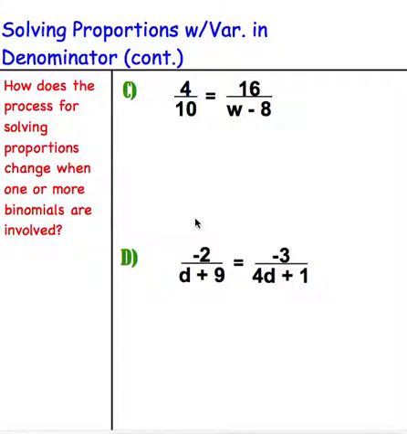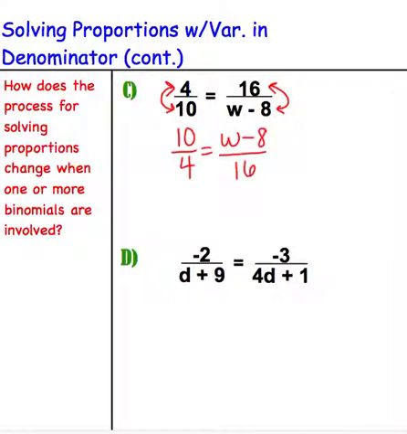Let's take this one step further. So now we've got a binomial in the denominator. Same process works here. We're going to go ahead and flip my ratios. And when we do that, we get 10 over 4 equal to W minus 8 over 16. And then our LCD that we're going to use to clear the denominator is 16. So we're going to go ahead and multiply by 16 over 1 on both sides.